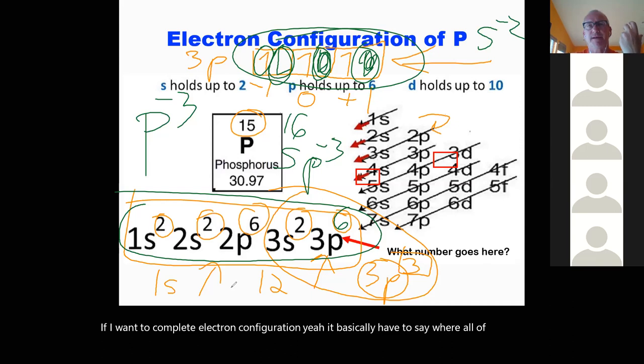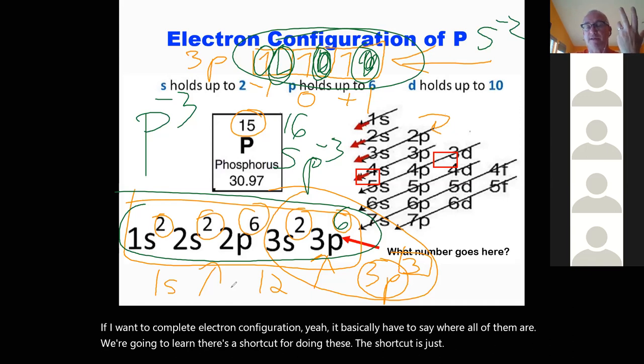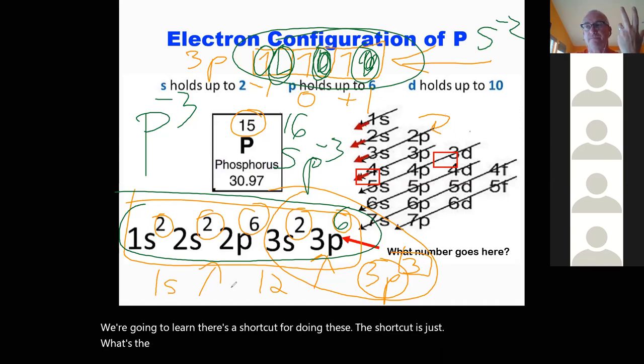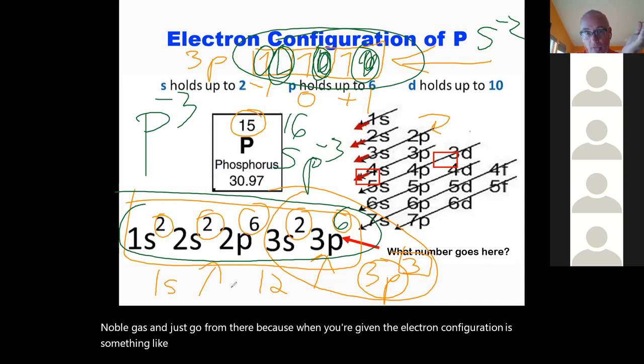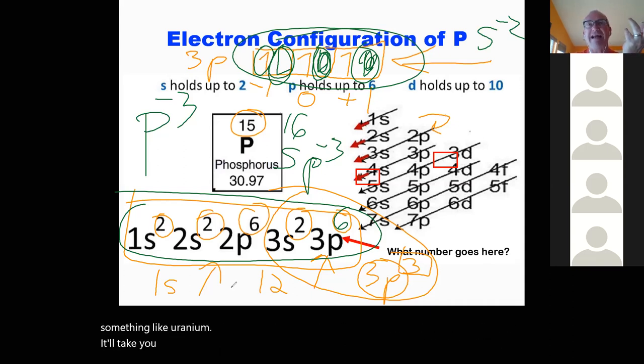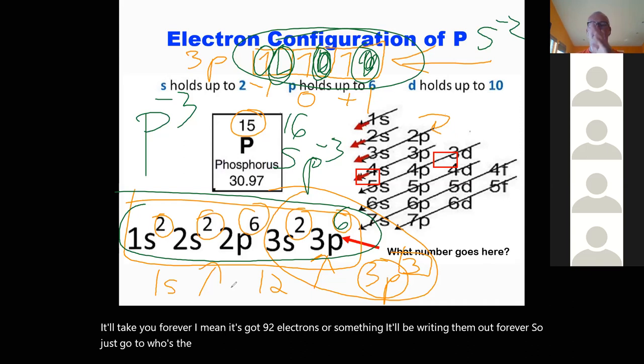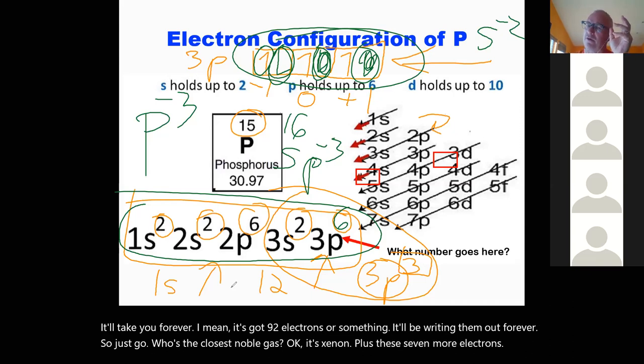We're going to learn there's a shortcut for doing these. The shortcut is just what's the closest noble gas and just go from there. Because when you're given the electron configuration of something like uranium, it'll take you forever, it's got like 92 electrons or something. You'll be writing them out forever. So just go to who's the closest noble gas. Okay, it's xenon plus these seven more electrons. Was that your question, or you wanted to know something?